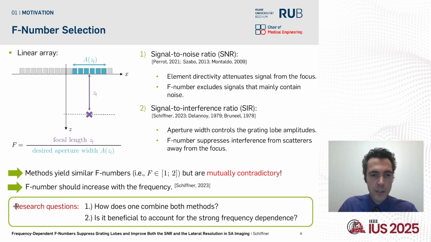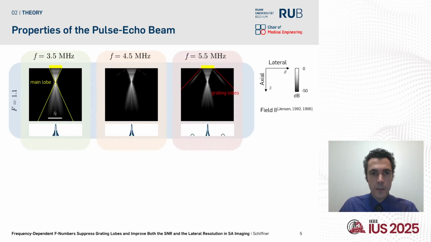So the research questions are: how does one combine both methods? And is it beneficial to account for the strong frequency dependence? To answer both questions, the influence of the F-number and the frequency on the properties of the pulse echo beam were examined. These properties include the lateral width of the focal point and the grating lobe amplitudes.